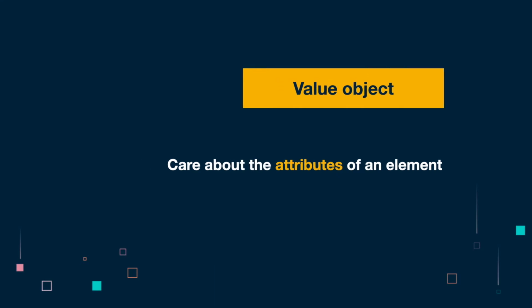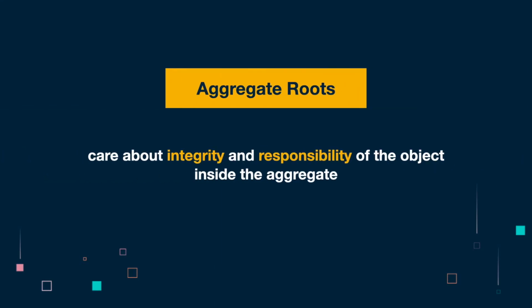And the last one is aggregate. Aggregates have a clearly defined boundary, so it only cares about the integrity and responsibility of the objects inside the aggregate, and it doesn't care about the external objects. Aggregates protect internal objects from the outside, like the outside objects can only access them by the aggregate root and can't change the state of the objects in the aggregate.